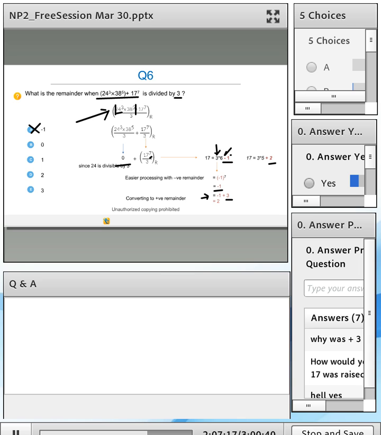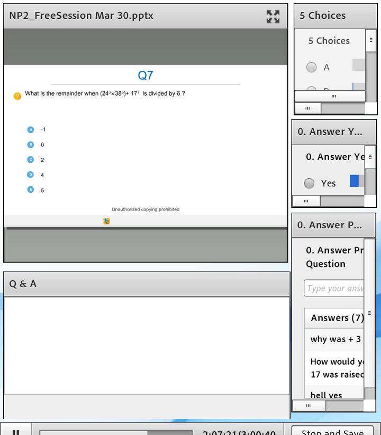All right. So now let's move on to our next question here. Question number 7. Now your divisor is 6. You have a similar term, but your divisor is 6. And now can you please click on still solving?